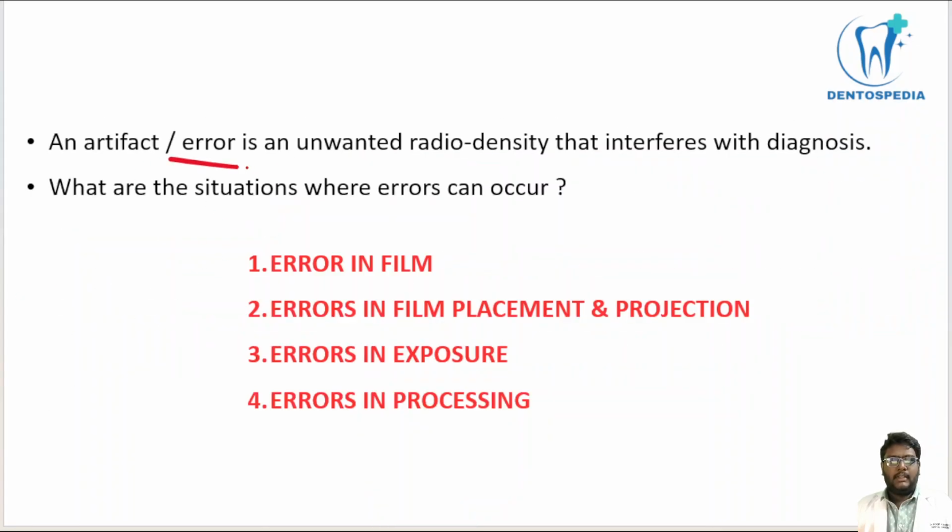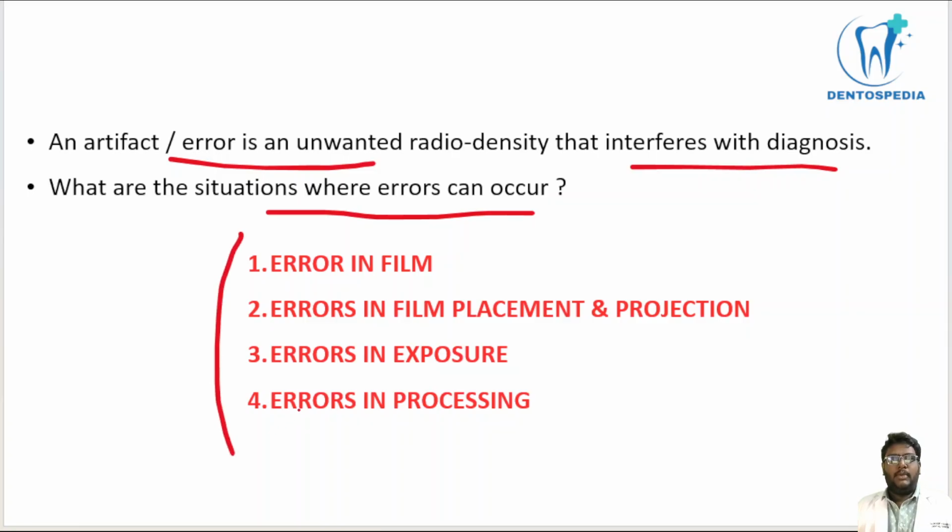An artifact or error is an unwanted radio density that interferes with diagnosis. So we don't want that kind of errors that hamper diagnosis. And what are the situations where radiographic errors can occur? Errors can occur in the film, errors can occur during the film placement and projection, errors can occur during the exposure of X-rays, and errors can occur during the film processing. And we'll learn one by one.